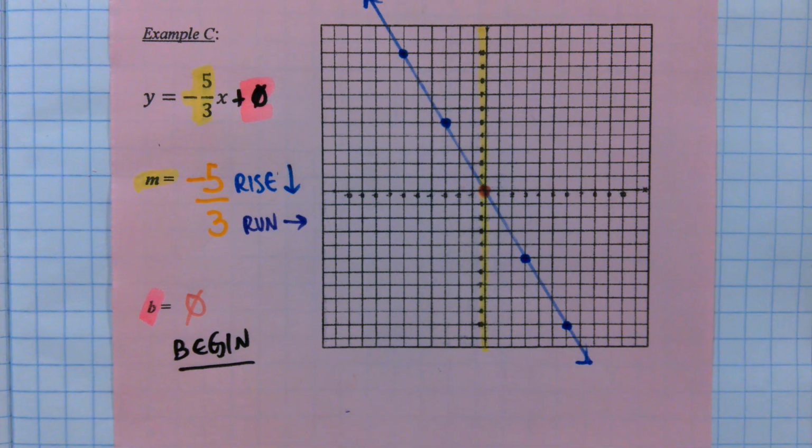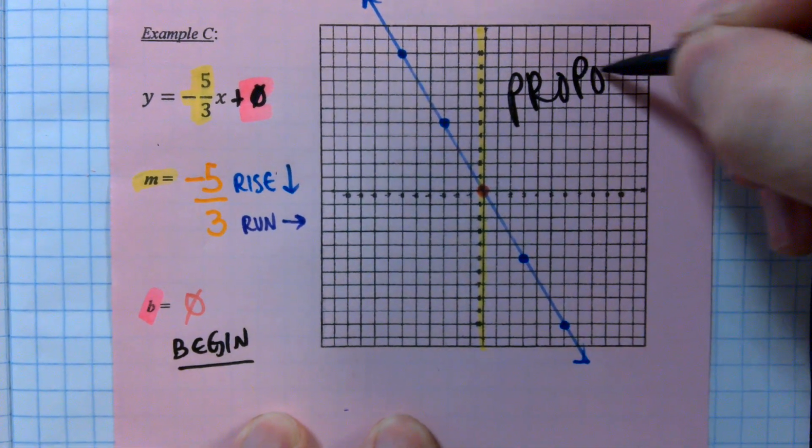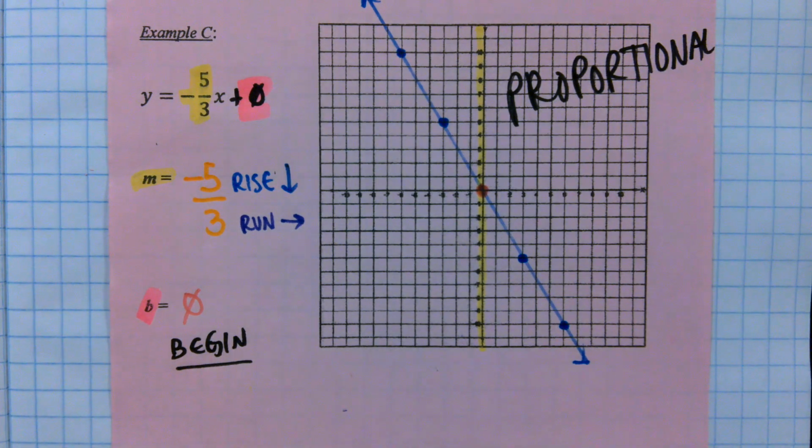This is a straight line through the origin, which makes it what type of relationship again? Proportional. Go ahead and write proportional somewhere on there. What would that make the first 2 examples? What type of relationships would those be? Non-proportional. That's right, Anila. Non-proportional.